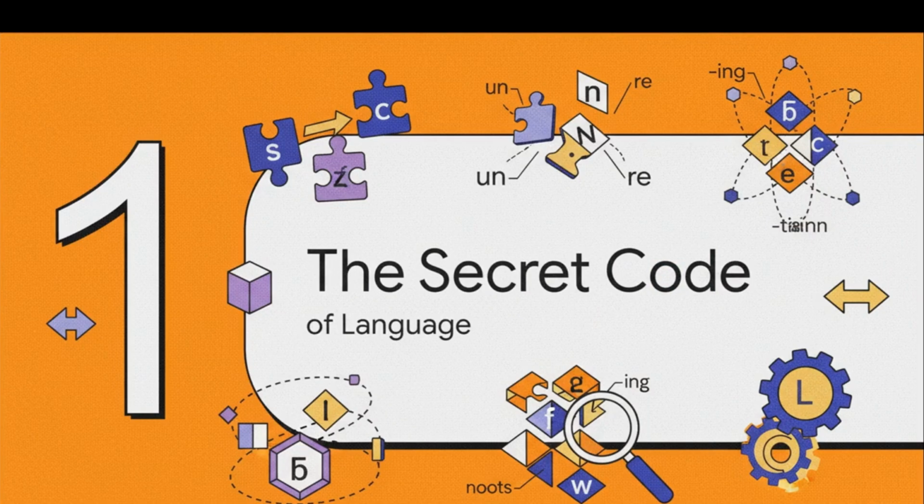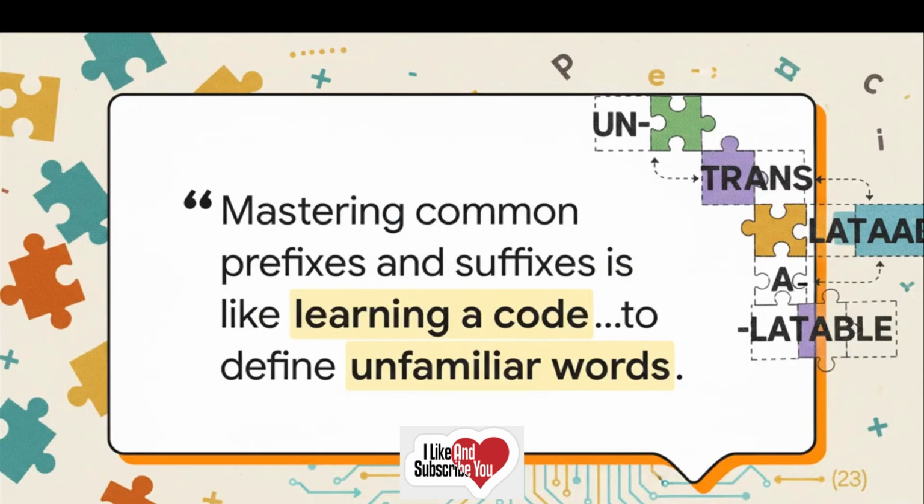This secret code is all about understanding how words are actually put together. Think of them less like solid blocks and more like, well, like Legos. And this quote really hits the nail on the head. You see, the key is to stop looking at a big, intimidating word as one scary thing. Instead, you've got to see it for what it is, a puzzle made up of smaller, meaningful pieces. And once you know what the pieces mean, you can solve any puzzle.